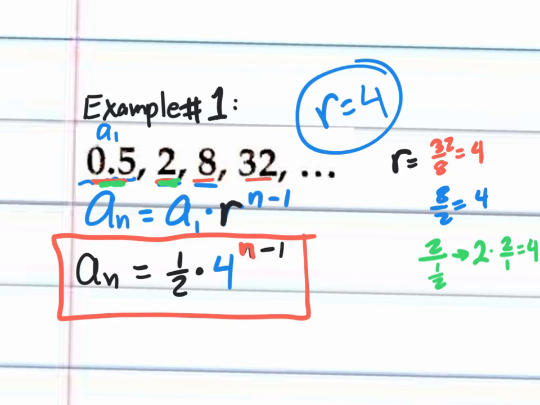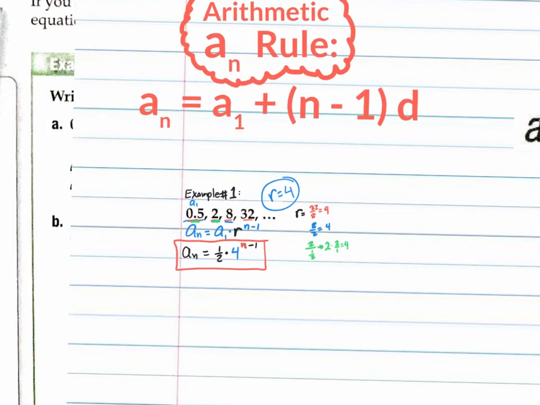Now, in reality, guys, finding the geometric a sub n rule is easier than finding the arithmetic a sub n rule. Why is that? Because on the arithmetic, you would plug in a sub 1 at the beginning, then plus parentheses n minus 1 times a common difference d. You would have to do some math afterwards. You would have to distribute the common difference d. Let me go back up here to my notes so you know what I'm talking about.